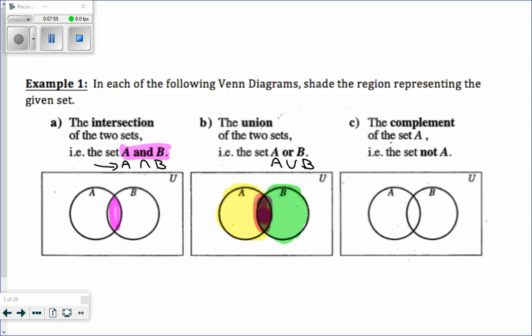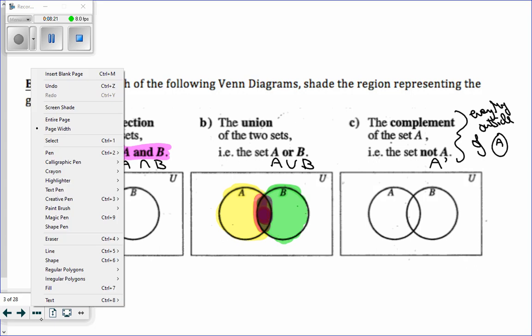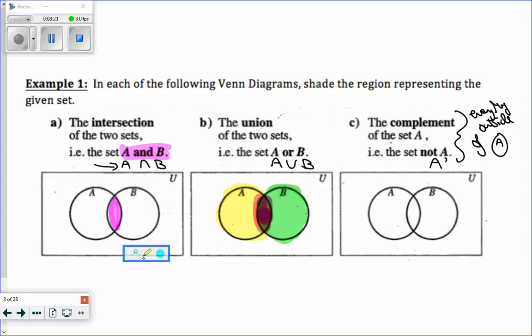Okay, the complement of set A. Again, the way it's going to be written is A with a little apostrophe. What this means is everything outside of circle A. So here's circle A. What I do is outline it with a highlighter, and then I color in everything that is outside circle A.